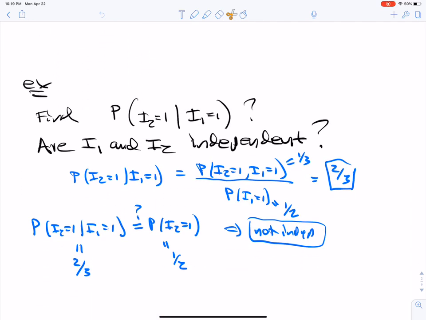Find the probability that I2 is 1, given that I1 is 1. Are I1 and I2 independent? We'll see it another way here. For the probability that I2 is 1 given that I1 is 1, we'll use Bayes' rule. The numerator is a third and the denominator is a half. So we get 2/3, and the conditional is not equal to the unconditional. So we don't have independence of I1 and I2 here.